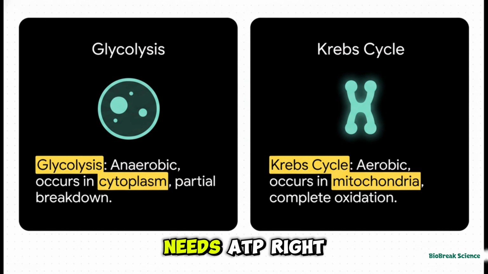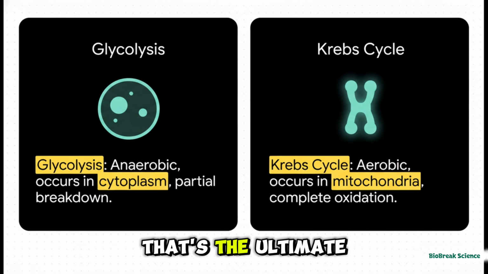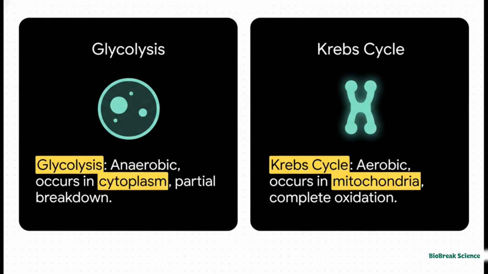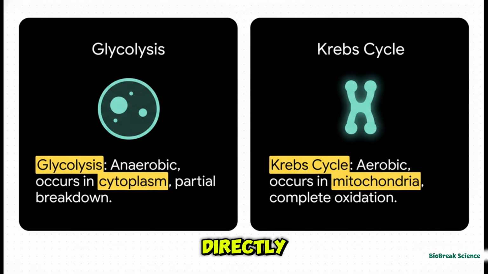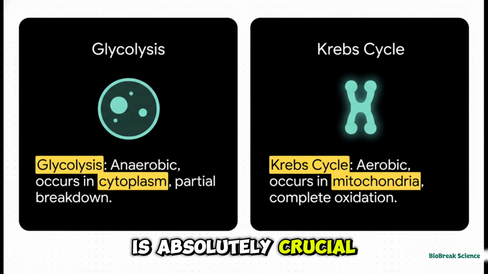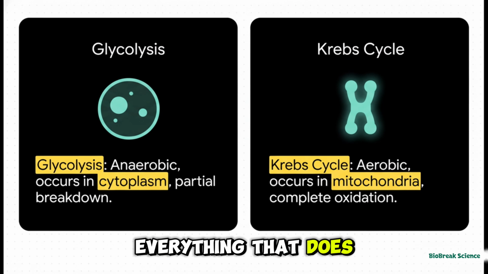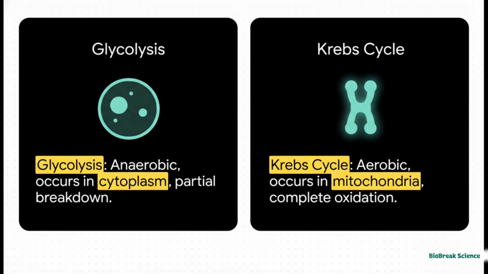So your body needs ATP, right? That's the ultimate energy currency of your cells. If a cell wants to do any work at all, it has to pay up in ATP. Now, the Krebs cycle itself doesn't actually make a ton of ATP directly, but, and this is absolutely crucial, it powers everything that does. Think of it like the engine room of the cell.